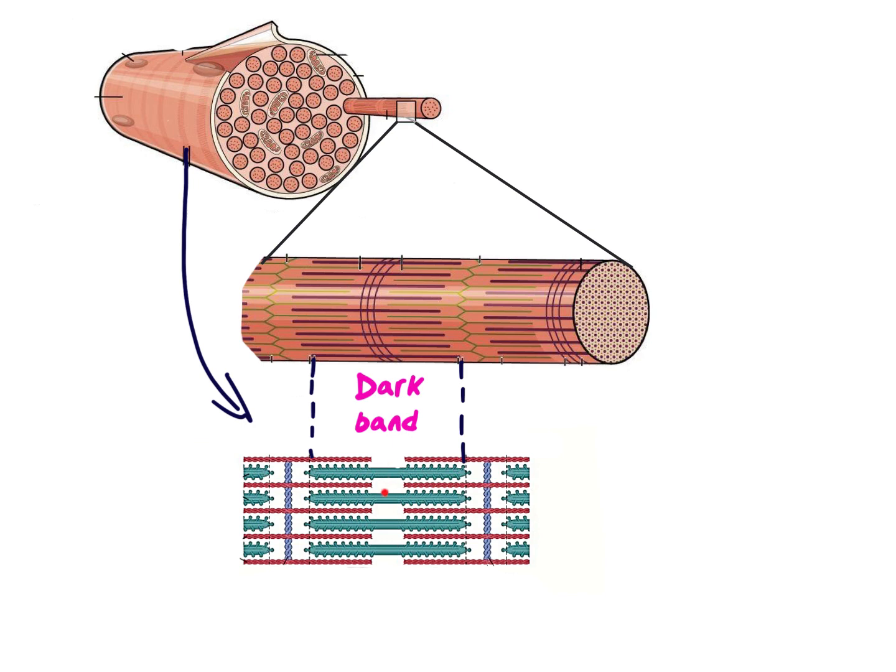The observant among you might notice the bit in the middle here where there is a lack of actin, obviously, and you might consider that to be a little lighter, and that is true. So within the dark band, we have a lighter region. We call this the H zone, okay? So that's the H zone, so it sits within the middle of this dark band.